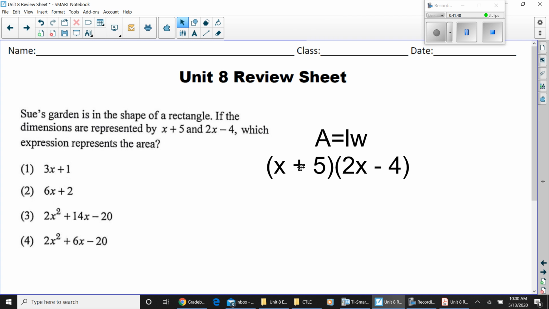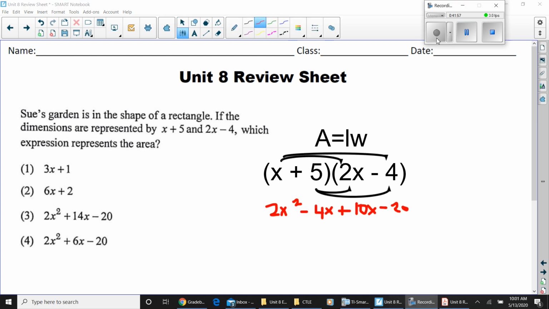Go ahead, multiply it. One of these expressions represents the area. Press pause now. Okay, so I did distributive property. I had x times 2x is 2x squared, x times negative 4 is negative 4x, 5 times 2x is 10x, and then 5 times negative 4 is negative 20.